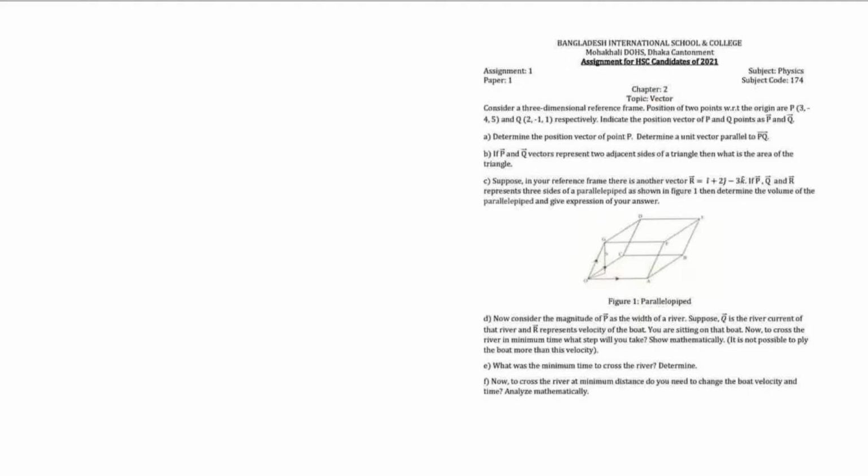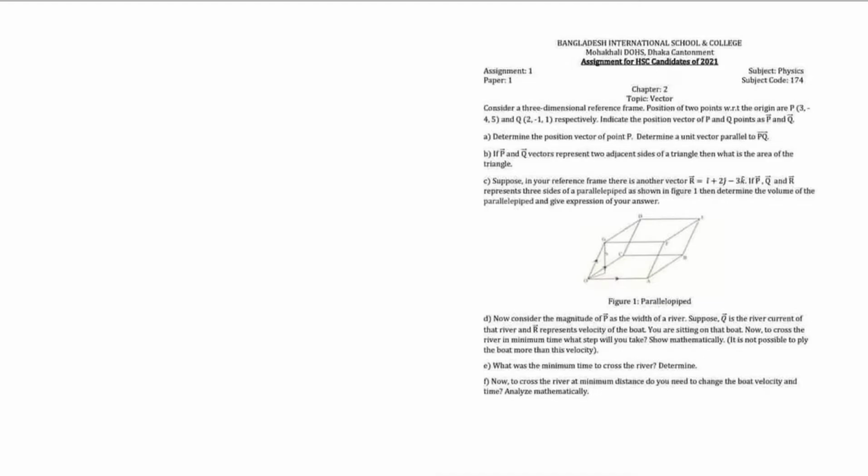In question number C it is said that there is another reference frame vector R, and P, Q and R represent the three sides of a parallelepiped. So to determine the volume when the three sides are given, we can find the volume of that shape by using the cross product of two vectors, and with this cross product we have to do a dot product with the other vector.